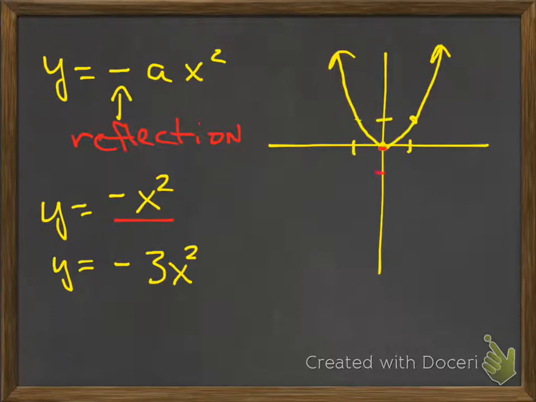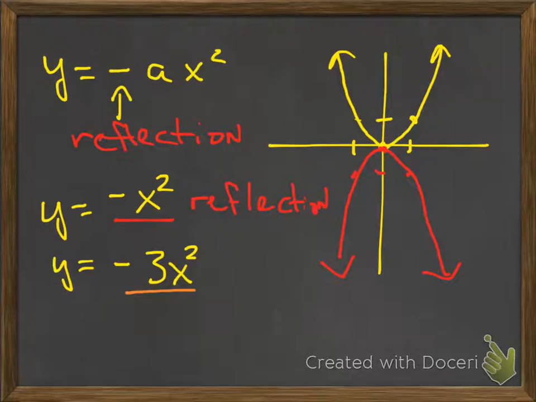So here, there's the parent function in yellow, y equals x squared. And in red, I've done y equals negative x squared, which I would just say the transformation for that was a reflection. It means it went flip down. Okay, now, you can see here that you've got this negative 3. And I'm going to do that one in orange.